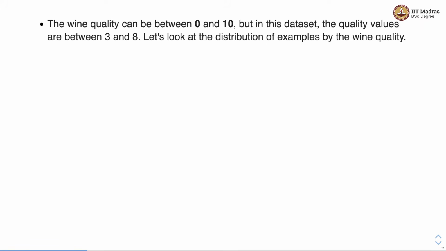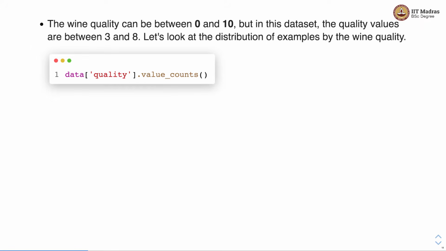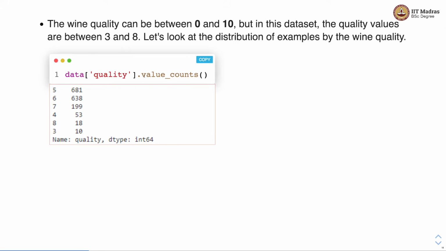The wine quality can be between 0 and 10, but in this dataset, the wine qualities are between 3 and 8. Let's look at the distribution of examples by wine quality. So we simply call value counts on the quality column of the data frame. And you can see that the wines of quality 5 and 6 are dominating the dataset.